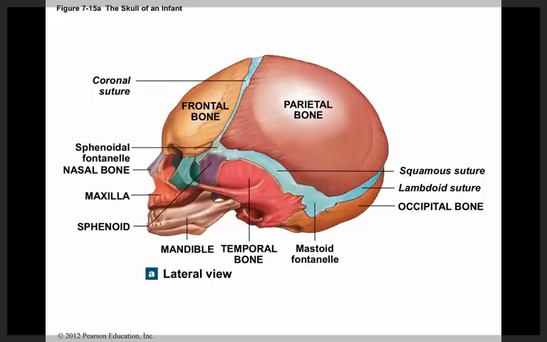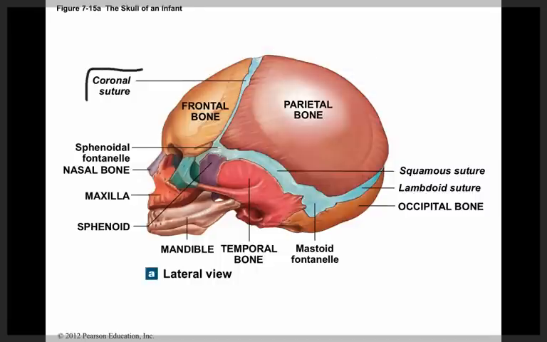These connections are flexible and the skull can be distorted without damage. So when the baby is going through the birthing process, the parietal bone and the frontal bone may overlap slightly, and after coming through the birth canal will then be able to go back to their original position. When we look at this, we see that there's a space then between the bones.